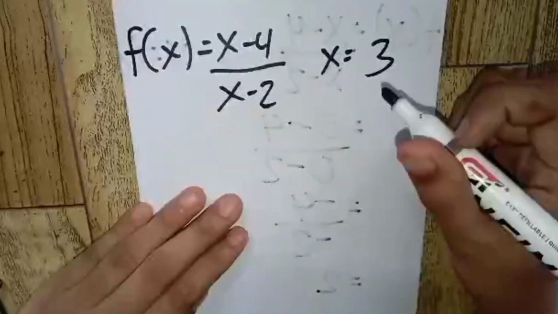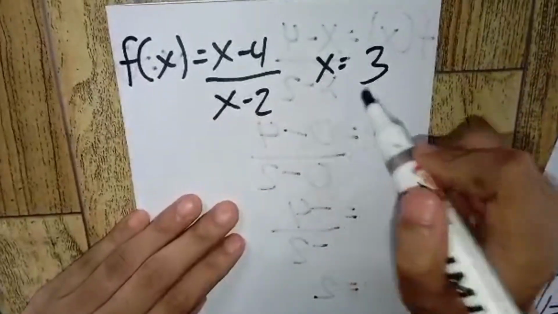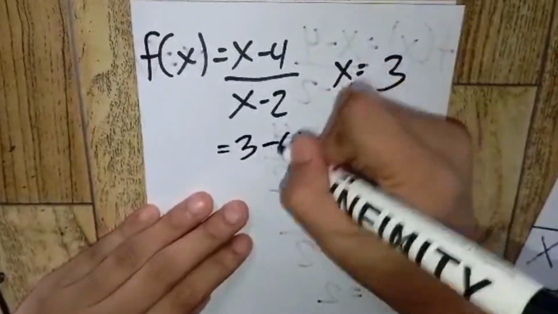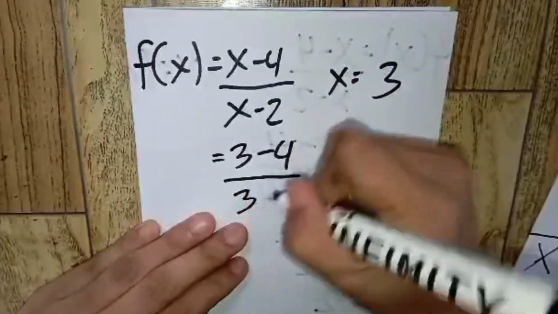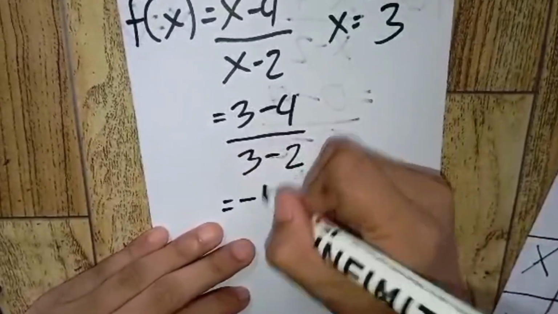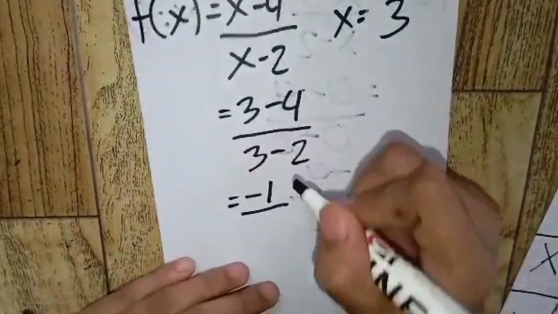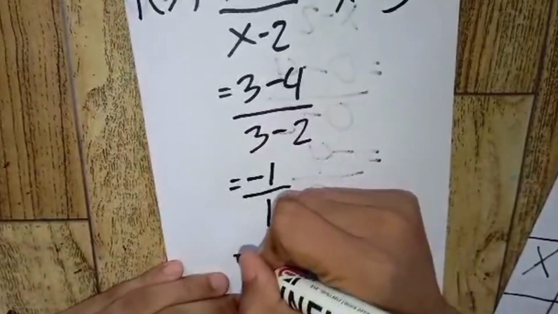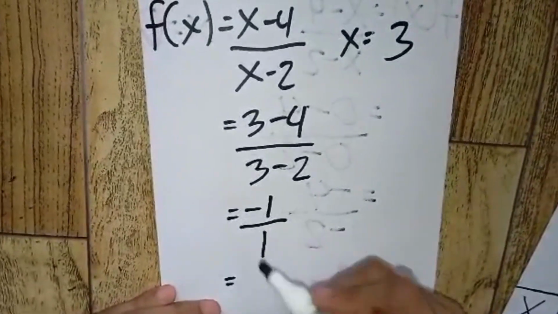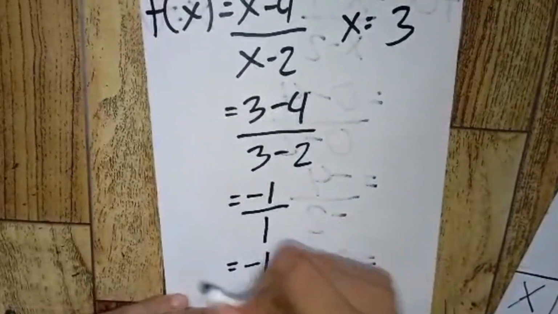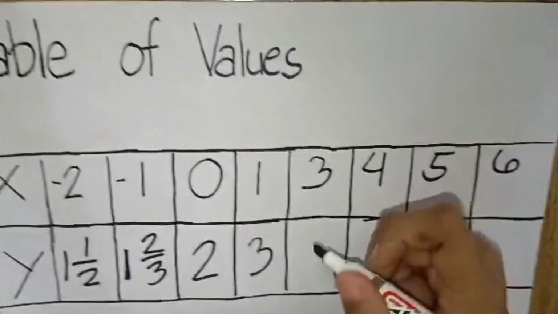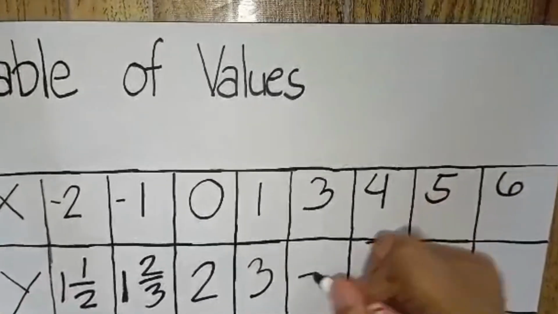Next is x is equal to 3. So 3 minus 4 all over 3 minus 2. 3 minus 4 is equal to negative 1. 3 minus 2 is equal to 1. So negative 1 divided by 1 is equal to negative 1. The ordered pair for x is equal to 3 is y is equal to negative 1.